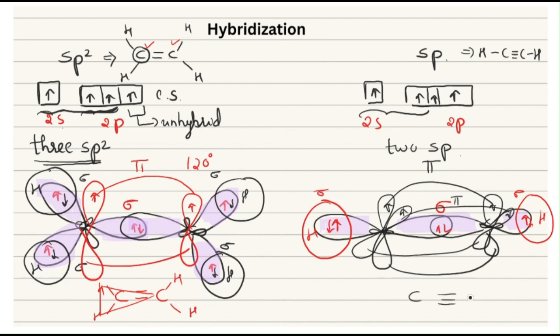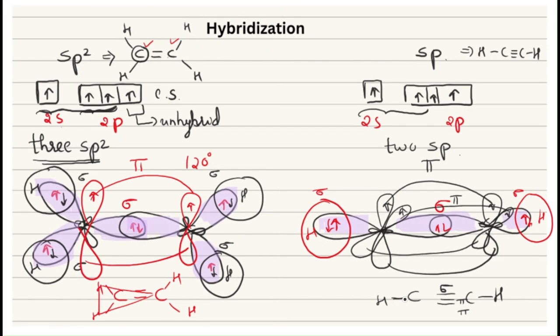That's why in the ethyne molecule, there will be 1 sigma bond, and the remaining 2 are pi bonds. So by looking at the structure of the molecule, you can say that the bond angle here is 180 degrees and the shape of the molecule is linear.